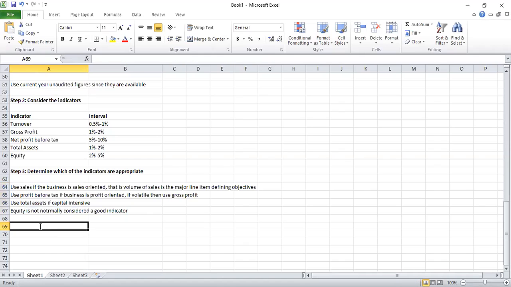So we can say that the total assets cannot be used as the business is not capital intensive. Is that right?